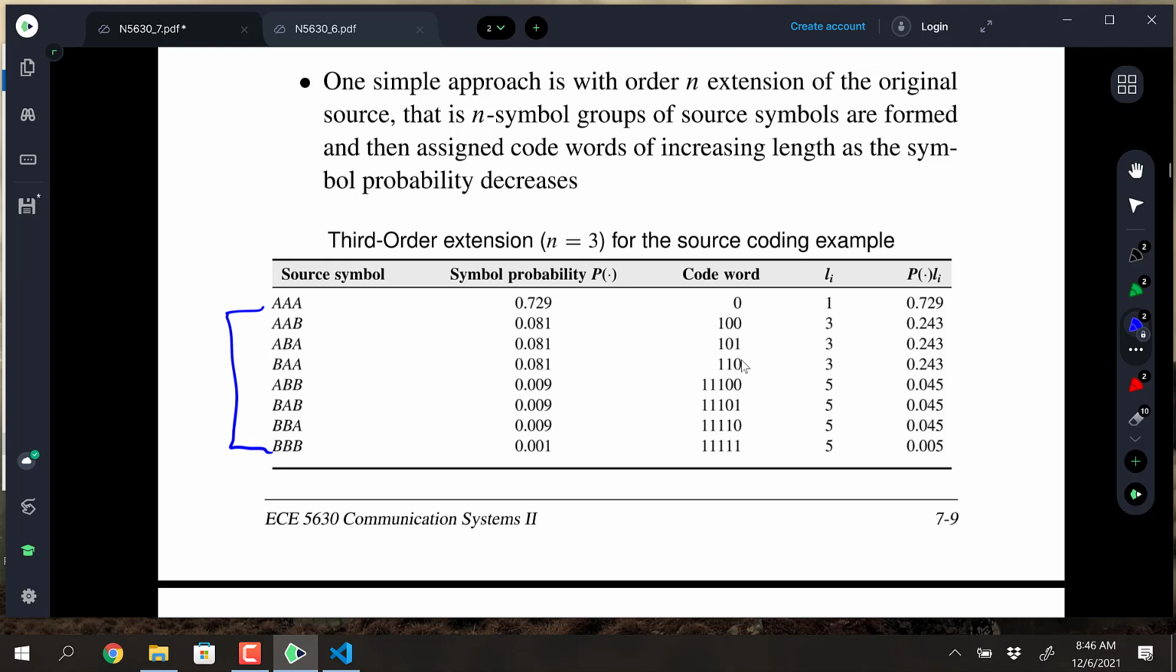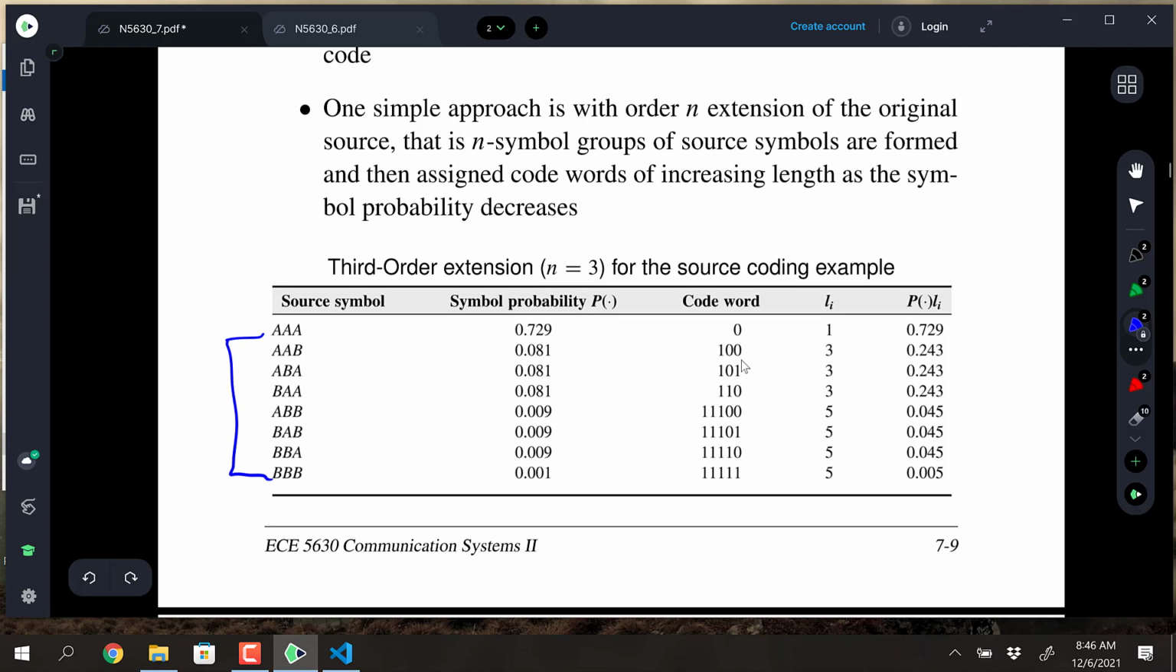So he's going to say 3 A's in a row gets encoded as a single 0, and then assuming that they're independent, we can look at the symbol probability as the product of 0.9 times 0.9 times 0.9, and that's 0.729. And then L sub i is the length of that particular code word. It's 1, so the contribution to the entropy would be 1 times the 0.729, and then just take them one at a time.